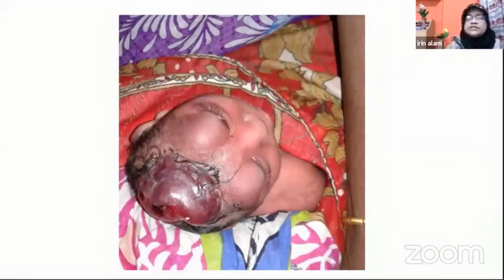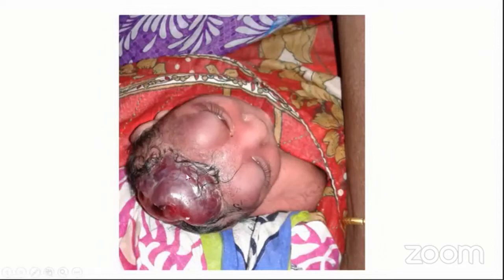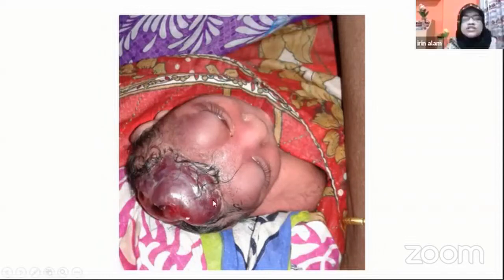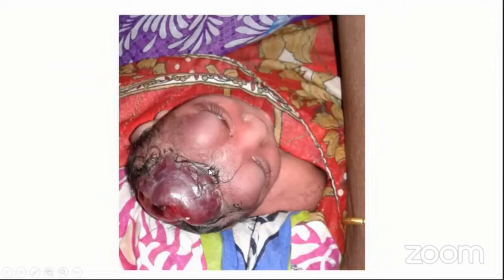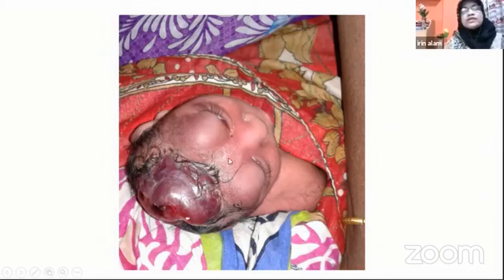Can you see this picture? Yes, ma'am. Can you tell what this is? Anencephaly. Yes, anencephaly. A question may be asked: what are the other common congenital anomalies? And in anencephaly, what may be the complications during pregnancy and during labor?